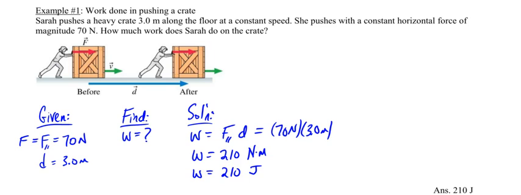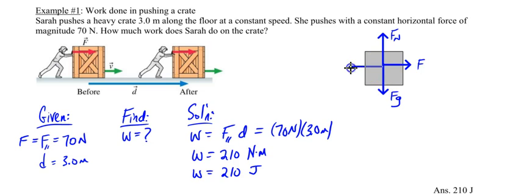Just a quick side note about work being done by individual forces. If you were to draw a free body diagram for the box, you would have a normal force, a force F by Sarah, a force of gravity or the weight of the box, and lastly, since it's moving at constant velocity, a backward force known as friction. We just calculated the work done by Sarah, which is 210 joules. So we found the work done by this particular force F.